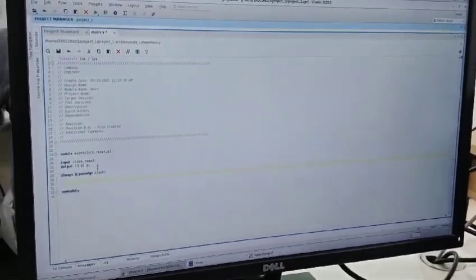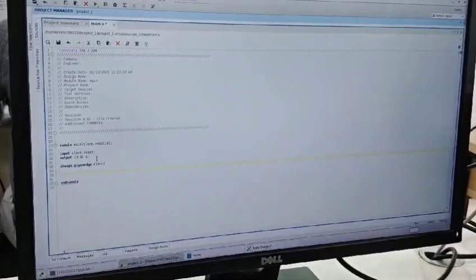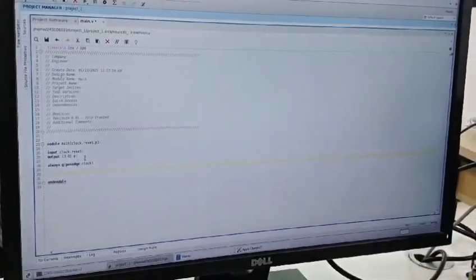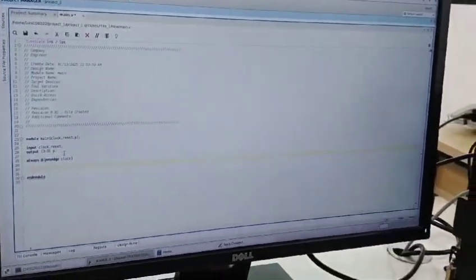This is the initializing of always block. So after every positive edge of clock, the value will change. This is how it will change.